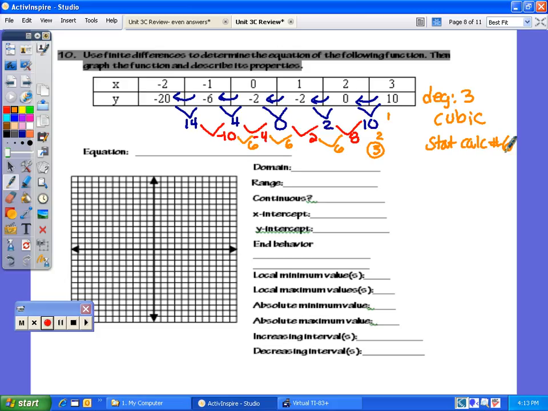Okay, so once you put this in, and you go to stat calc number 6, it's going to say that a equals 1, b equals negative 2, c equals 1, and d equals negative 2. That means that your equation is y equals x cubed, because it's a cubic, minus 2x squared plus 1x, or just x, minus 2.